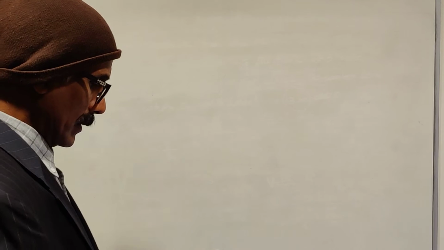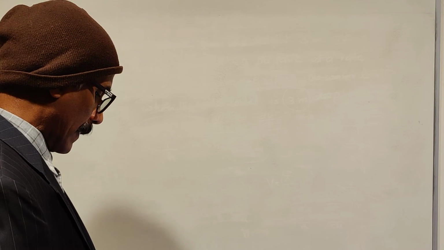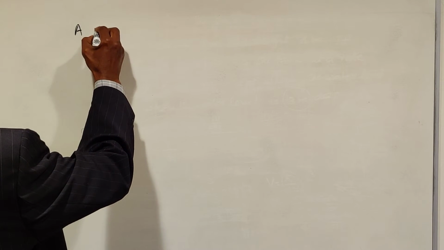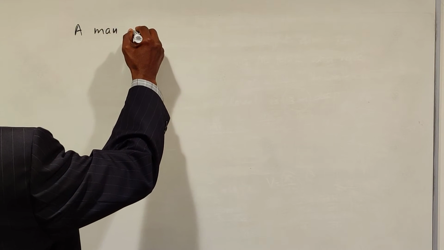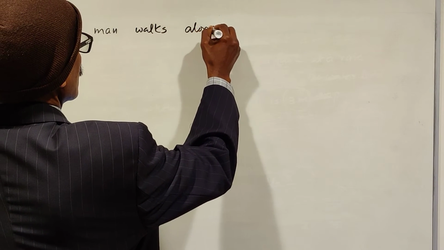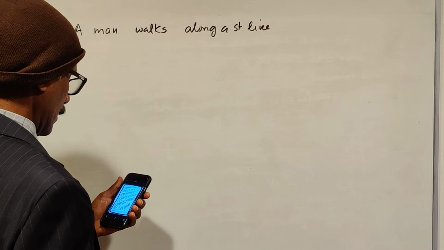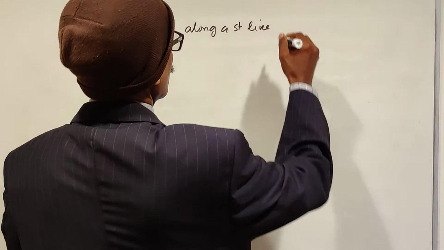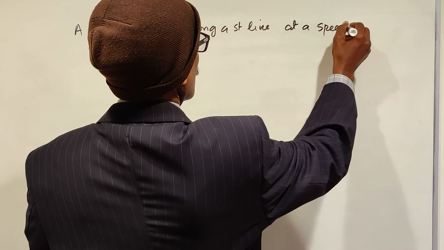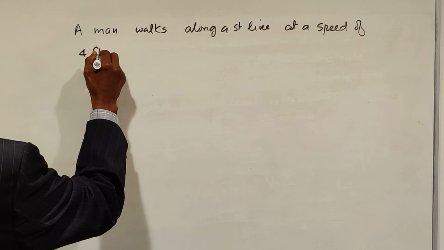Okay, the second one. A man walks along a straight line at a speed of 4 feet per second.